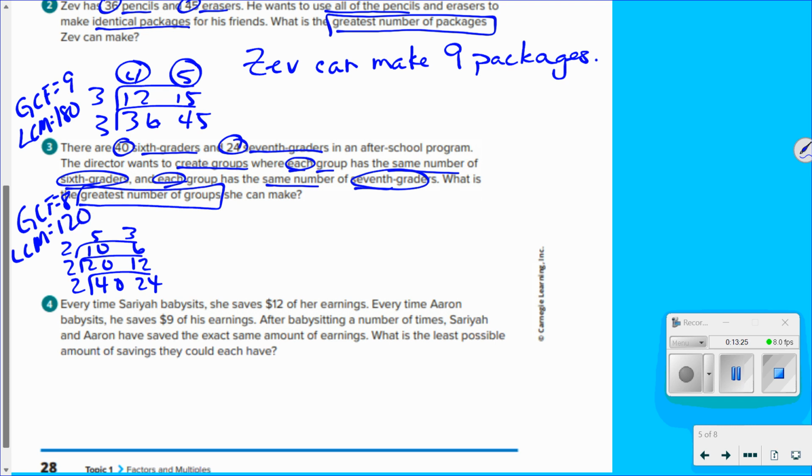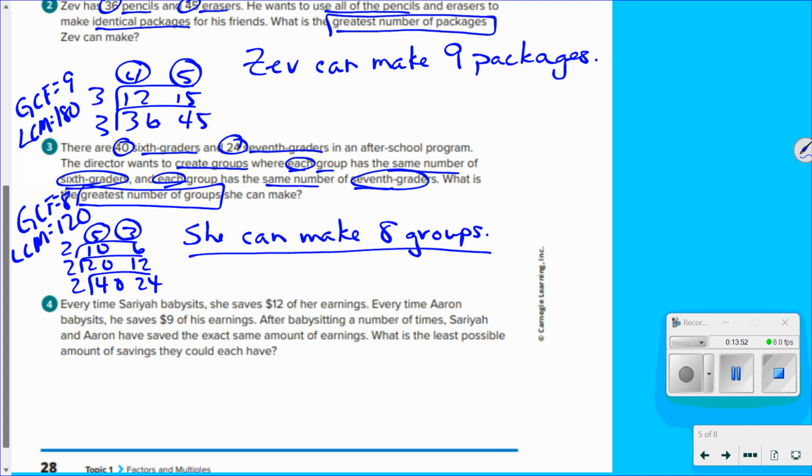Which one of those numbers do I need for the number of groups? Good. GCF. So she can make 8 groups. Again, we could take that to the next level and say how many are in each group. There would be 5 6th graders and 3 7th graders in each group. Are you guys starting to see where all these numbers come in?